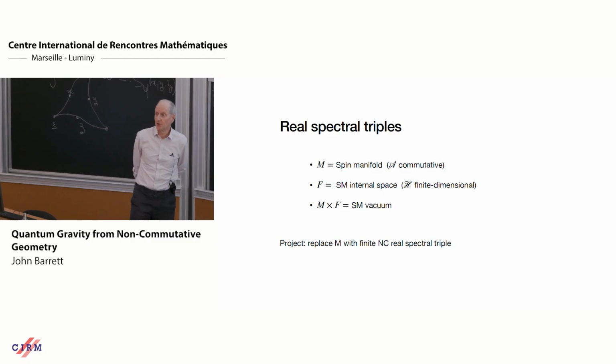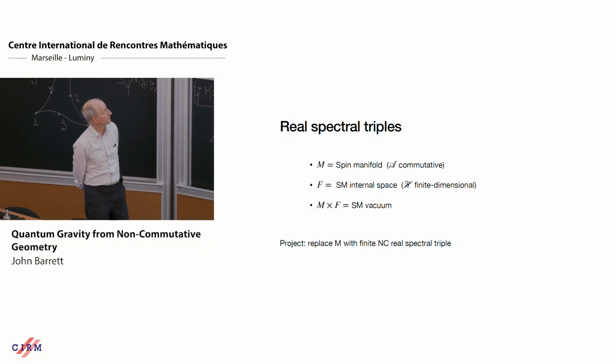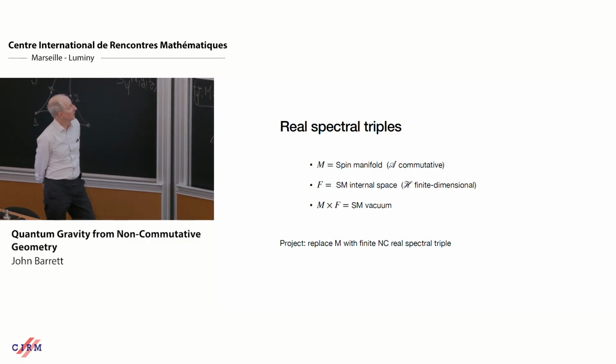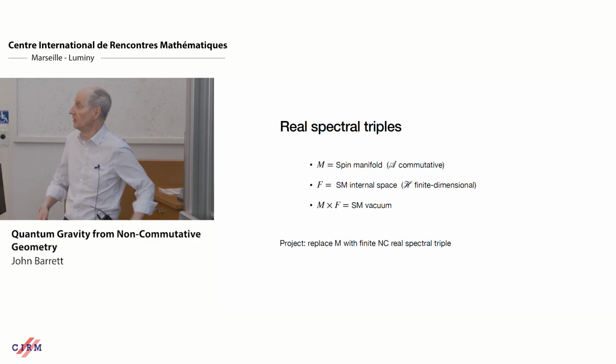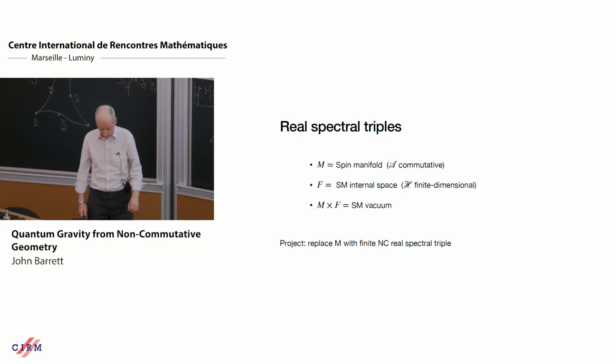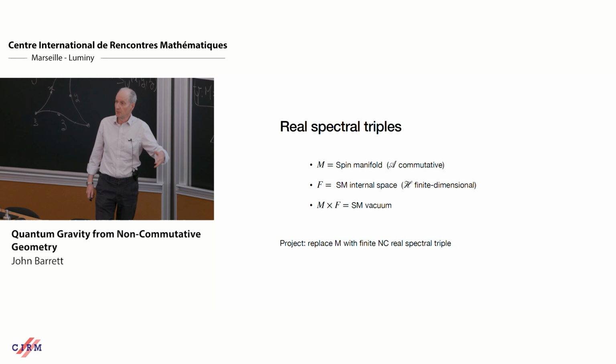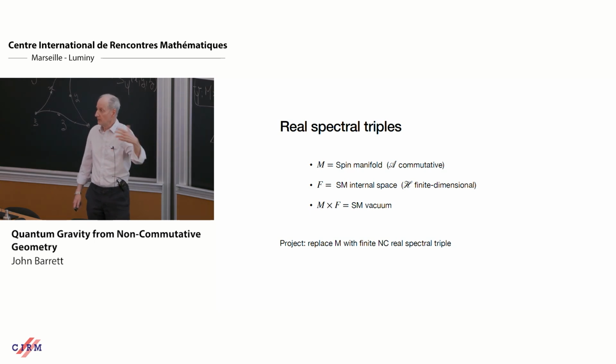Okay, so important examples of real spectral triples. The first one is if M is a spin manifold, then the algebra of functions on that you can use as the algebra in a spectral triple, and the Hilbert space is the Hilbert space of sections of the spin bundle, and the Dirac operator is the Dirac operator.